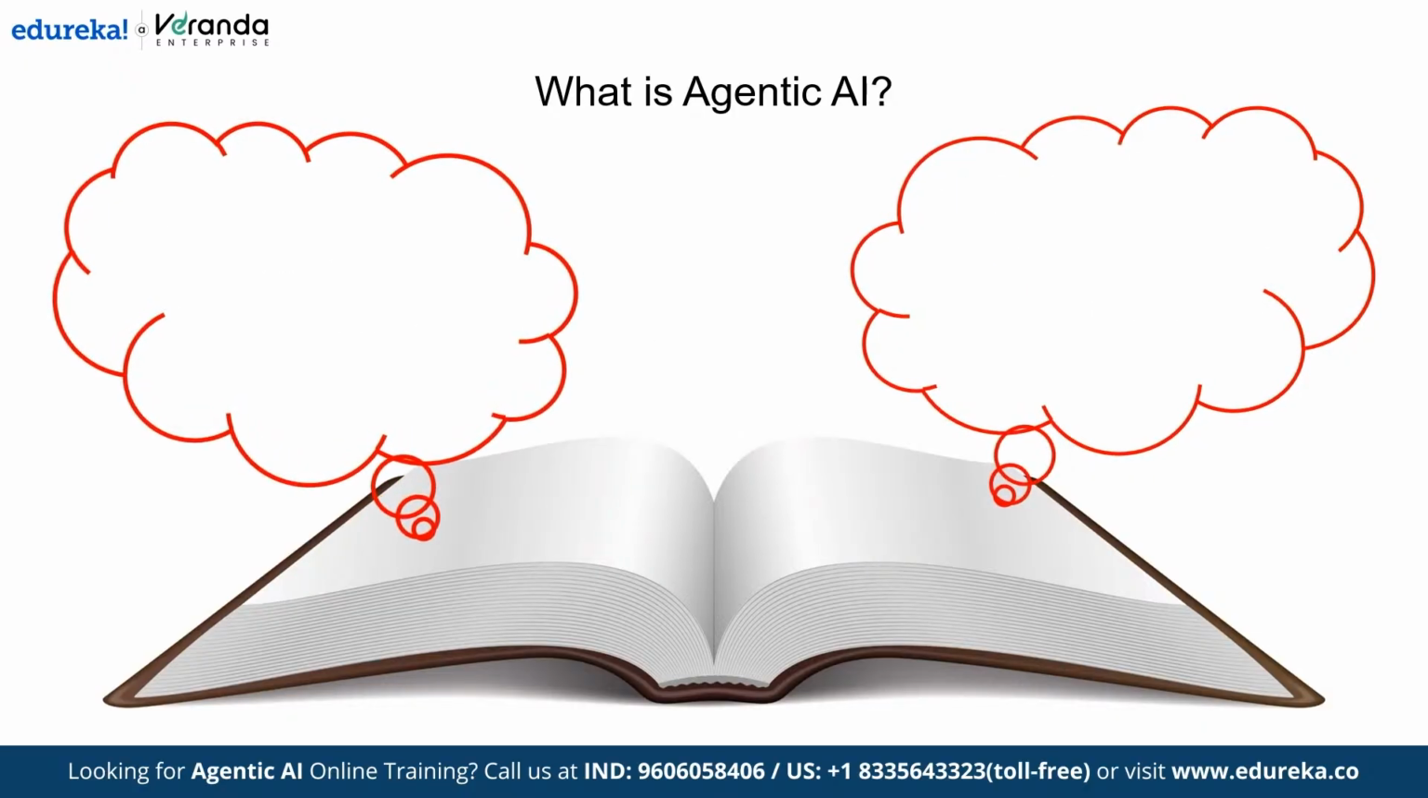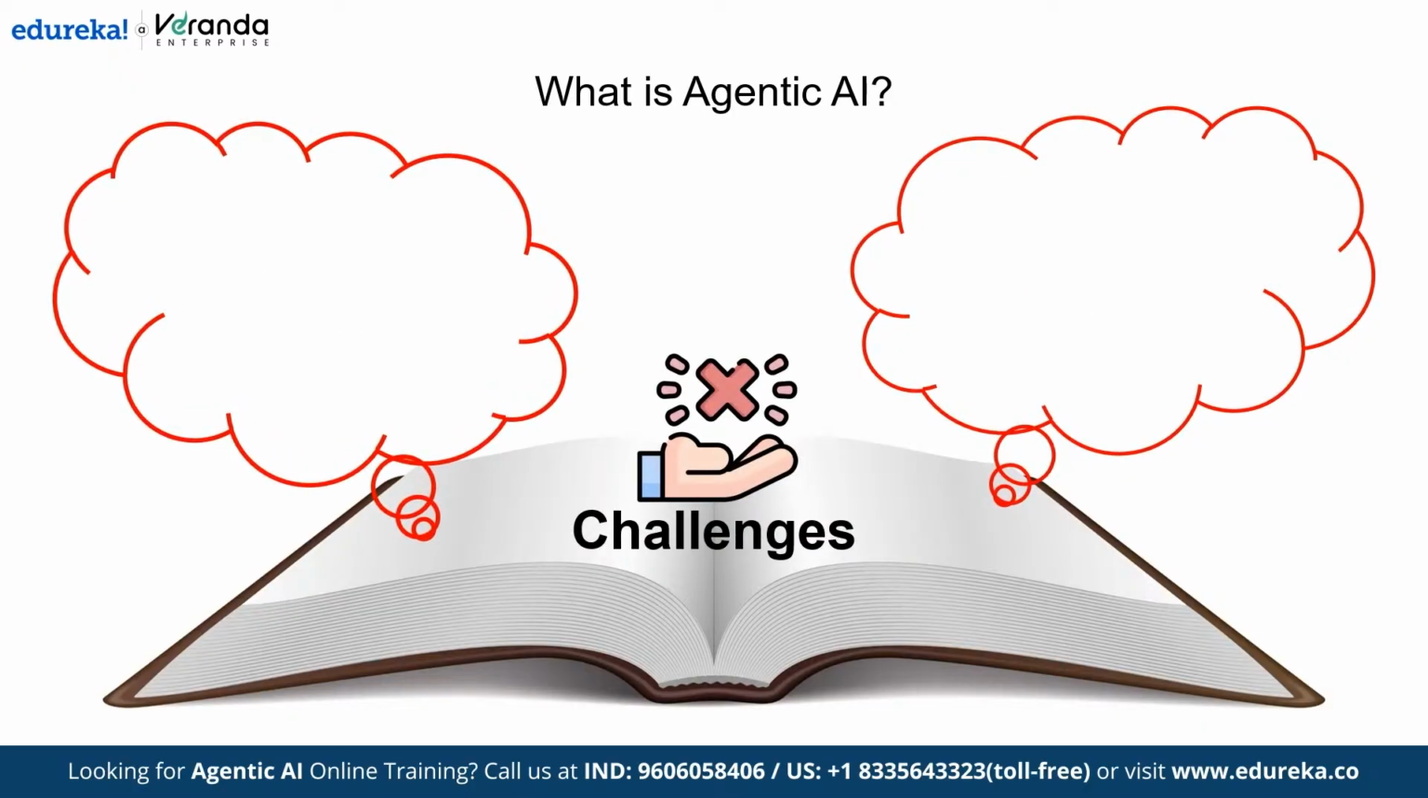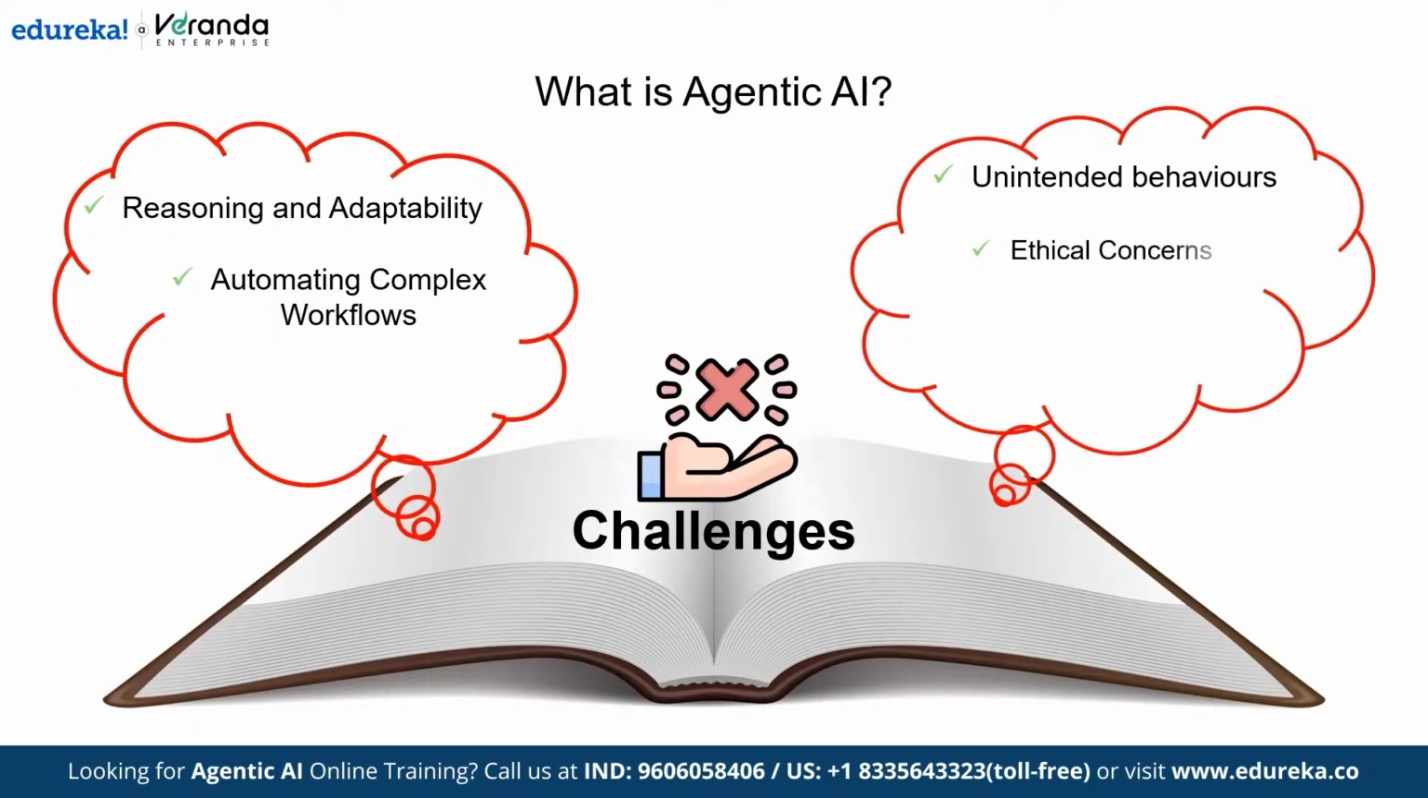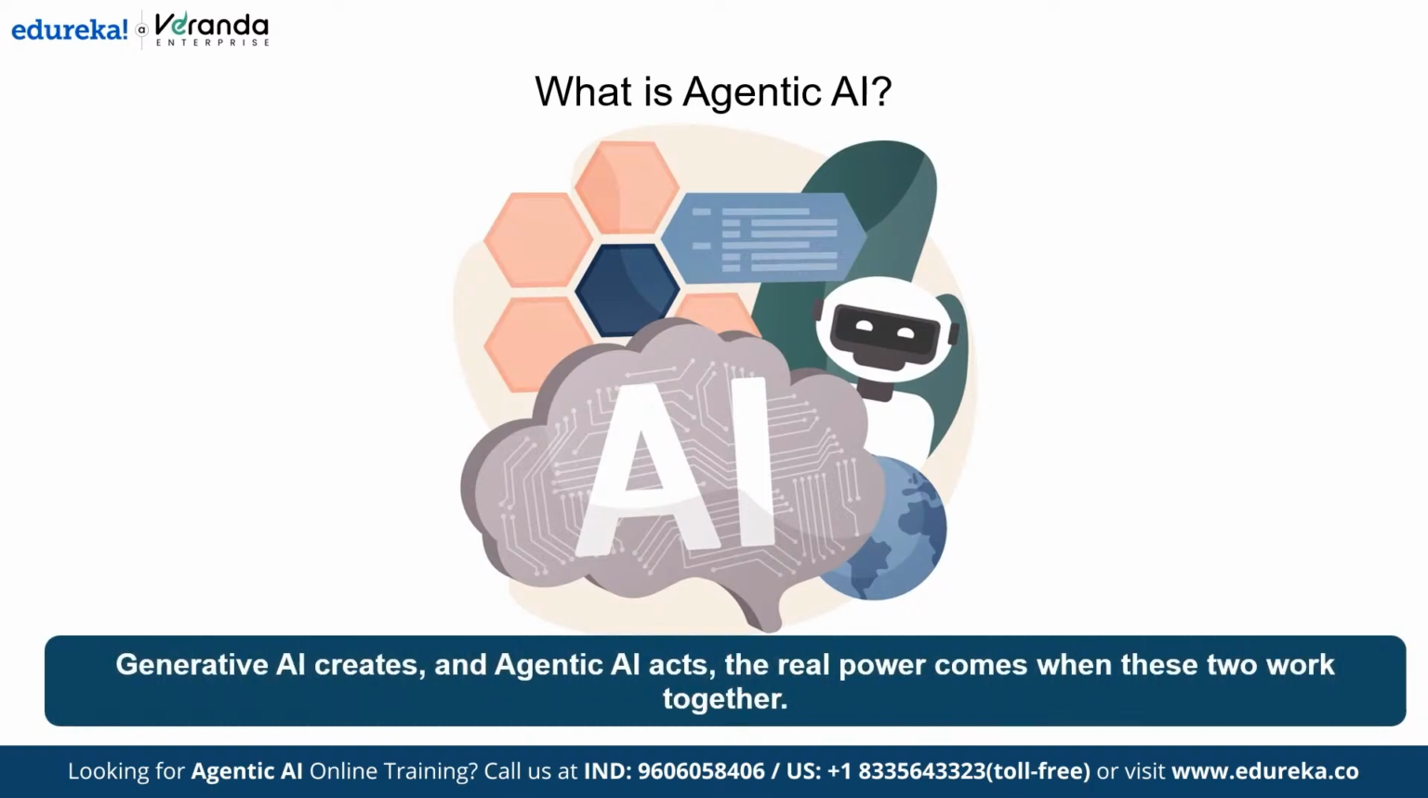But it also has its own challenges. Developing truly autonomous AI requires significant advancements in reasoning and adaptability. There are certain risks, including unintended behaviors and ethical concerns around AI which makes independent decisions. And unlike generative AI, which focuses on creativity, agentic AI is limited in how well it can generate novel content. So while generative AI creates and agentic AI acts, the real power comes when these two work together.